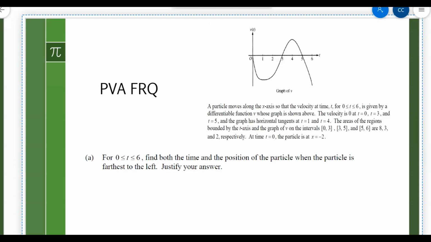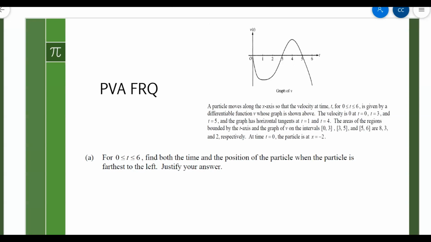So it says a particle is moving along the x-axis. We're given the graph of velocity, and the particle is moving along the x-axis. The velocity for time t from 0 to 6 is given by a differentiable function, which means that we can find the acceleration, whose graph is shown above. The velocity at 0 is 0. At time t equals 3, the velocity is also 0. And at 5, the velocity is 0.